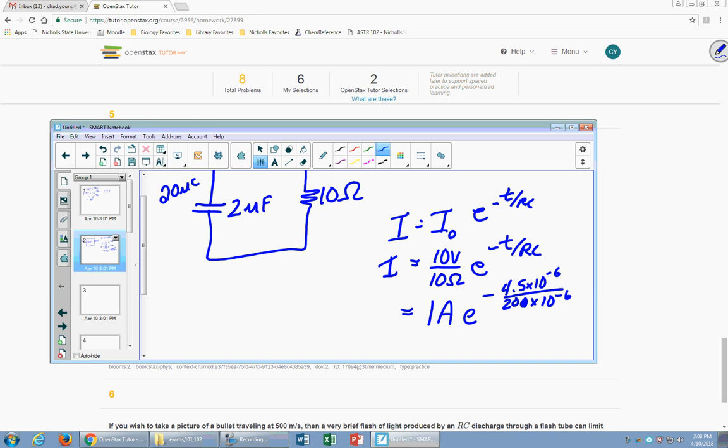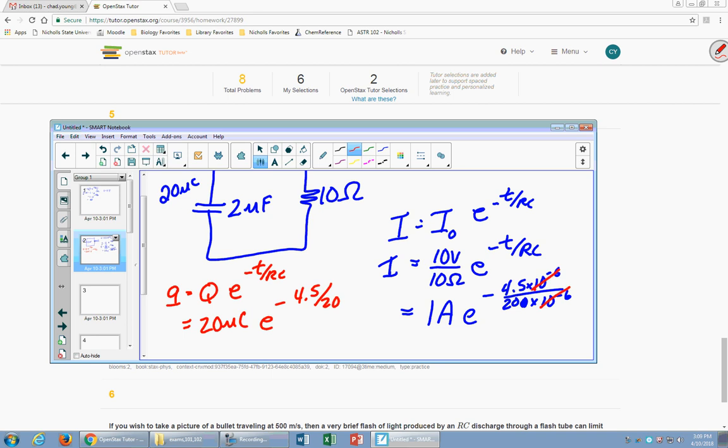Oh, is it asking for the charge? Okay, I'm sorry. Yeah, so that's going to be Q is equal to our initial charge times e to the minus t over RC. So that's going to be 20 microcoulombs times e to the minus 4.5 over 20, where I just canceled these out.